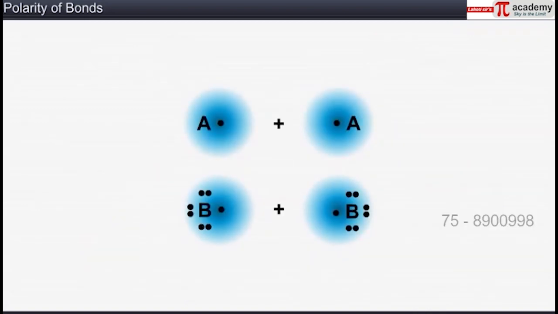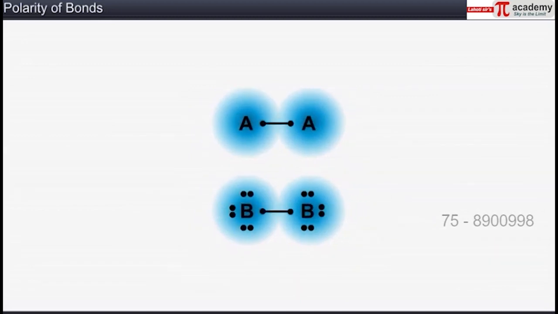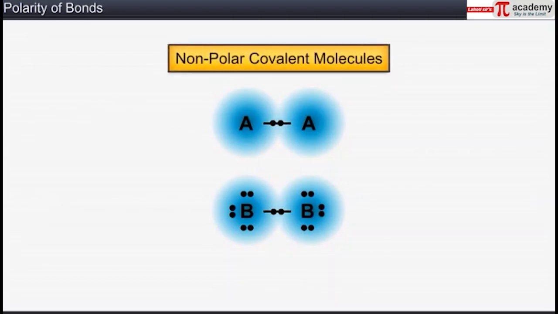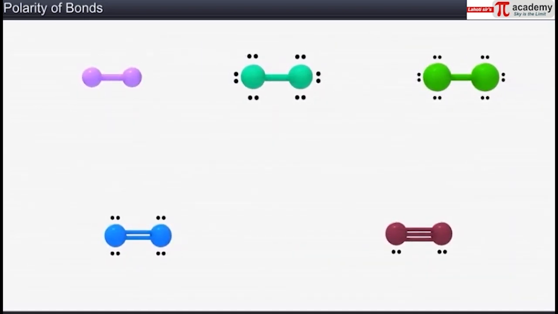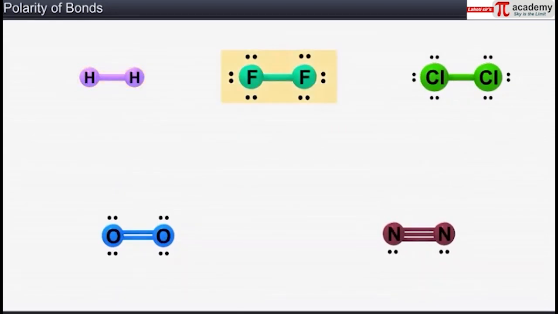When atoms with the same electronegativity combine together to form a covalent bond, such a bond is said to be a non-polar covalent bond. Here, no polarity is developed in the molecule as the shared electron pair lies exactly between the bonded atoms. Molecules with non-polar covalent bonds are called non-polar covalent molecules. Examples of non-polar covalent molecules are hydrogen, fluorine, chlorine, oxygen, and nitrogen.